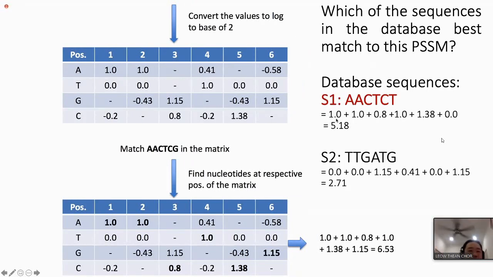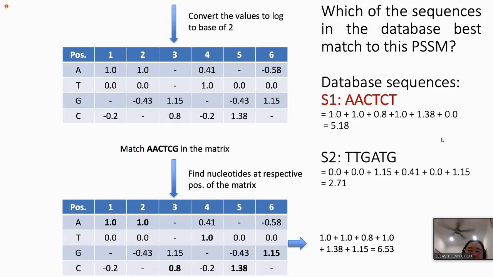For sequence 1, the total score is 5.18. And for sequence 2, the total score is 2.71. So what you can conclude here is that sequence 1 matches the PSSM better. Right? That's why this S1 sequence will be reported to you as the best match sequence in the database using the PSSM that you have constructed from previous iterations.